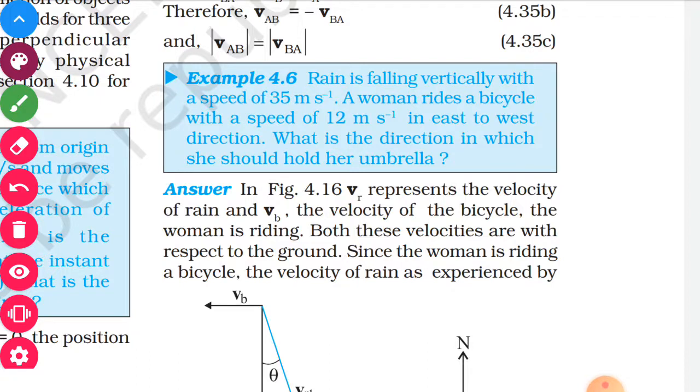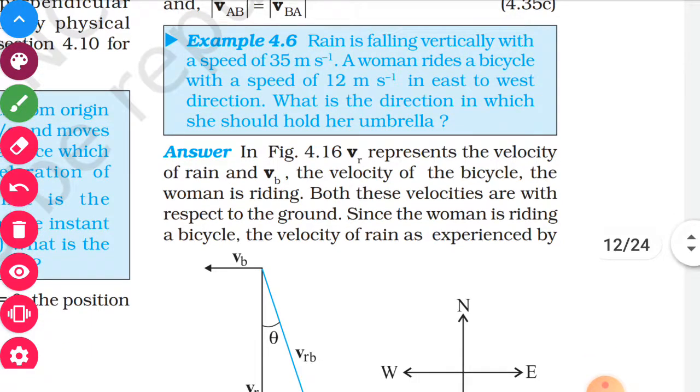Rain is falling vertically with a speed of 35 meters per second. A woman rides a bicycle with a speed of 12 meters per second in the east to west direction. What is the direction in which she should hold her umbrella?